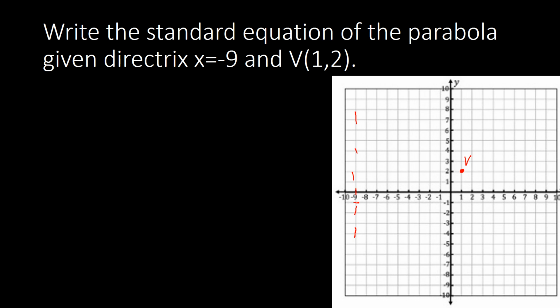Please take note that one of the properties of the parabola is that the distance between the directrix and the vertex is equivalent to a. So our a will be equivalent to, if you count from the directrix to the vertex or vice versa, from the directrix here, 1, 2, 3, 4, 5, 6, 7, 8, 9, and 10. So that one is our a. That is the distance from the directrix to our vertex.